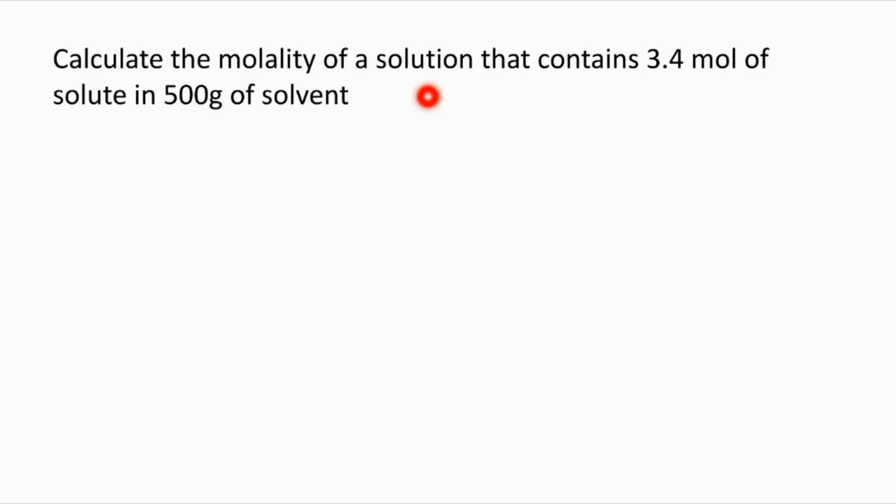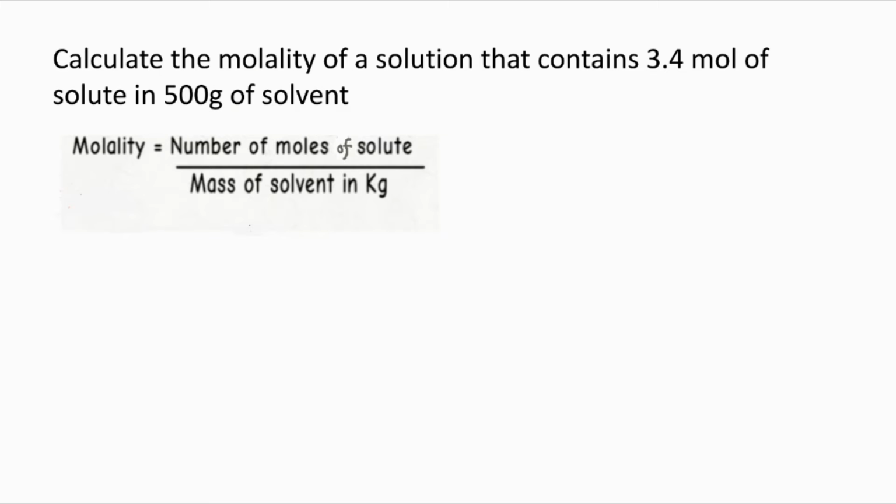Calculate the molality of a solution that contains 3.4 moles of solute in 500 gram of the solvent. So they are asking about the molality of the solution, right? First of all, write what is molality of the solution. That will be equal to number of moles of the solute divided by mass of the solvent in kilogram. Correct? So write it. What will be the number of moles given? That will be equal to 3.4 moles divided by mass of the solvent given, which is 500 gram.